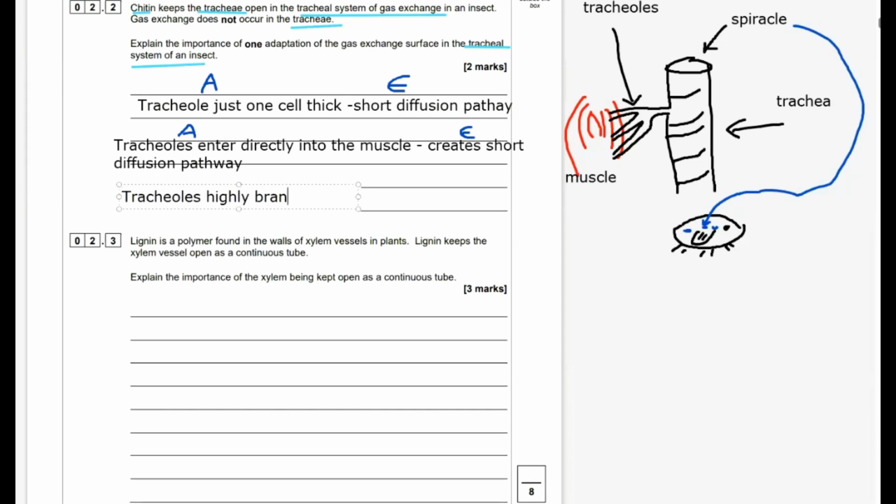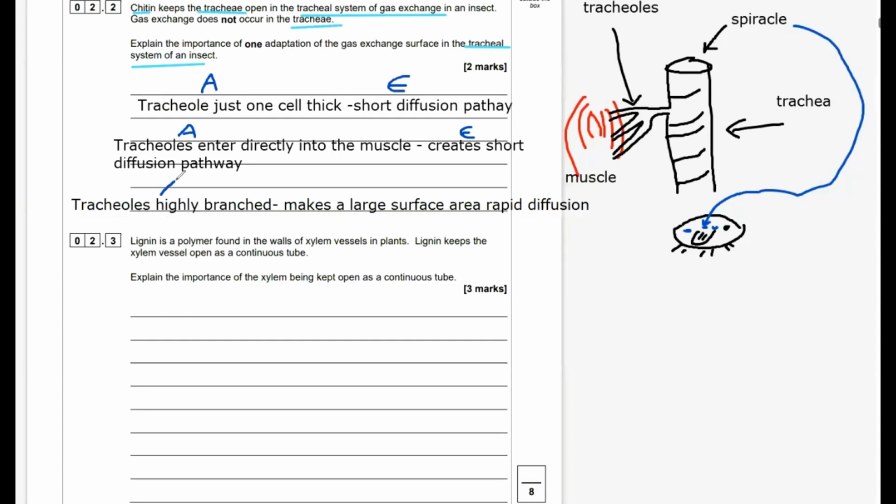Final one, the tracheoles are highly branched. What does that do? That creates a large surface area as they're a massive network, a bit like the alveoli and the bronchioles in the lungs. This allows a large surface area for rapid diffusion. So just like humans have millions of alveoli, insects have millions of tracheoles in a large network, creating a large surface area for rapid diffusion. You only need one of these lines here, just an A with an E, an adaptation and explanation.